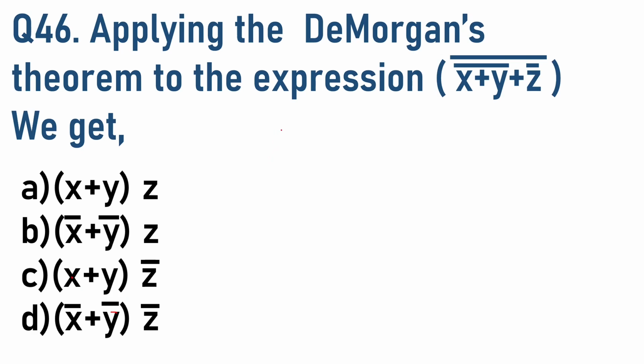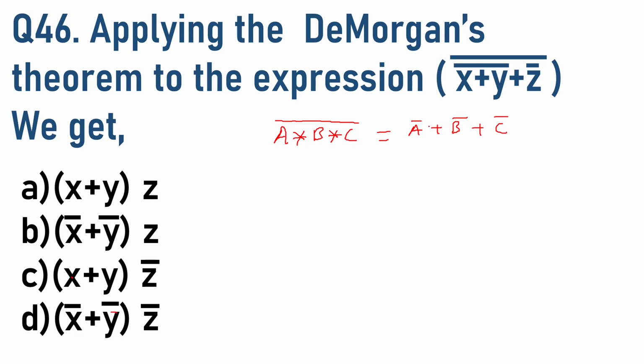So here you can see A into B into C, and this is completely barred. So the complement of the product will be equal to the sum of the individual complements. So A bar plus B bar plus C bar.